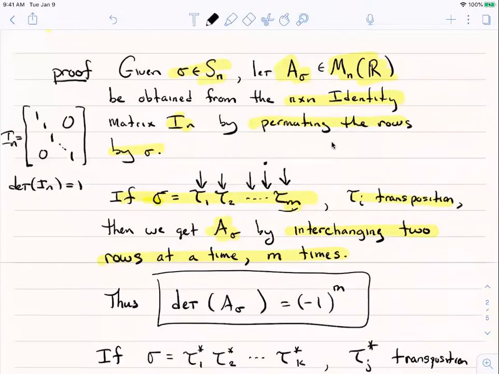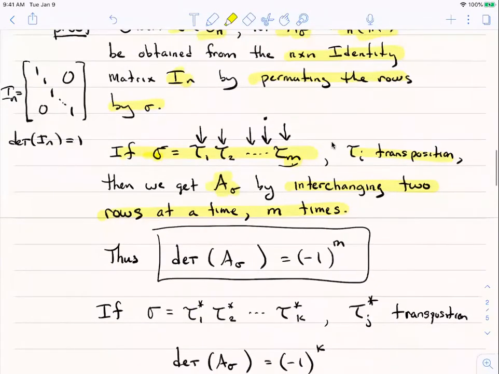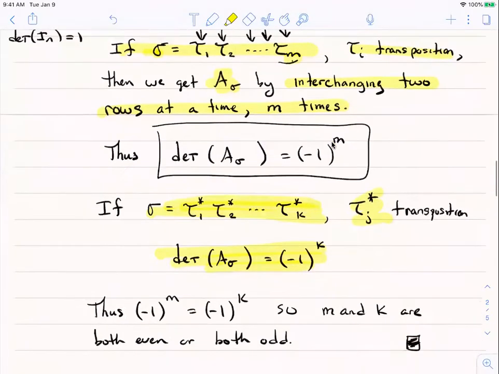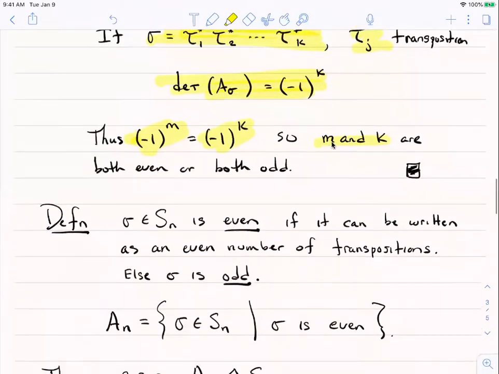Okay, well, if you wrote sigma as some other product, where the stars just mean I have some other transpositions, say k of them now, the determinant of A sub sigma would have to be (-1) to the k for the same reason. So these two numbers, m and k, have to satisfy (-1) to the m equals (-1) to the k. So m and k are either both even or both odd. If they had different parity, that equation would say -1 is equal to 1, and that's not so. All right.